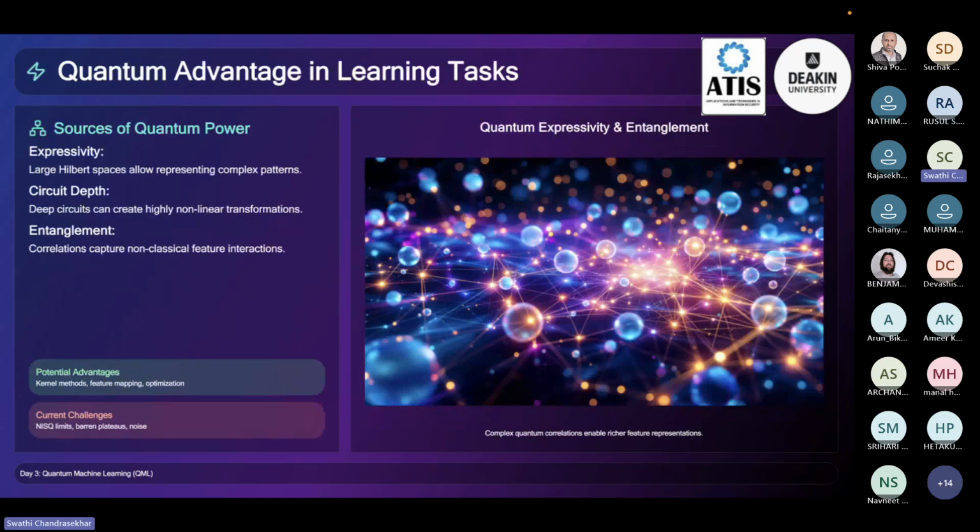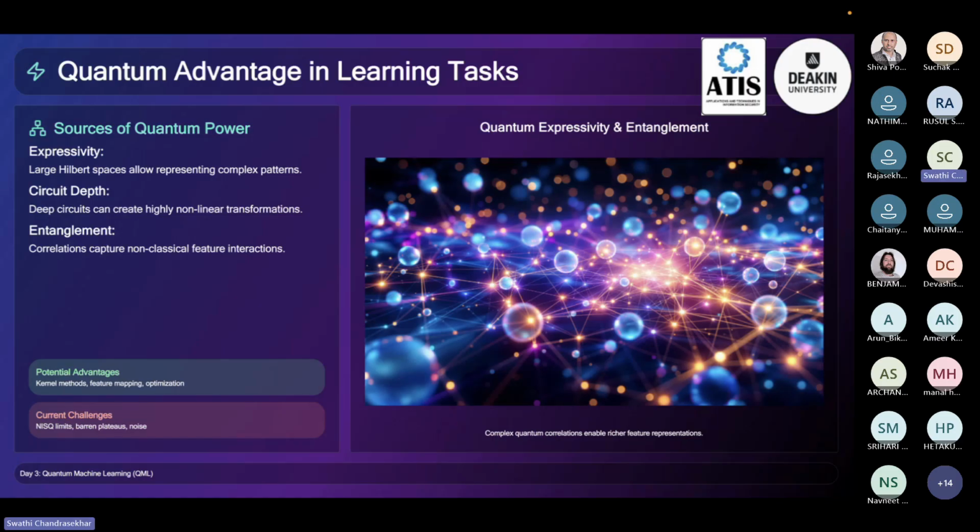We've now seen all the main ingredients of quantum machine learning: hybrid quantum-classical loops, data encoding, feature maps, variational circuits, QNN, gradient-based training, and all. So here, the obvious question is, where could quantum machine learning actually be better than classical machine learning?